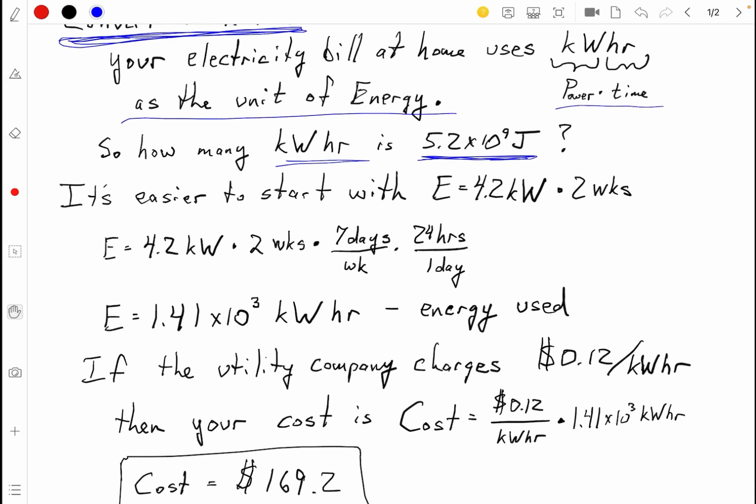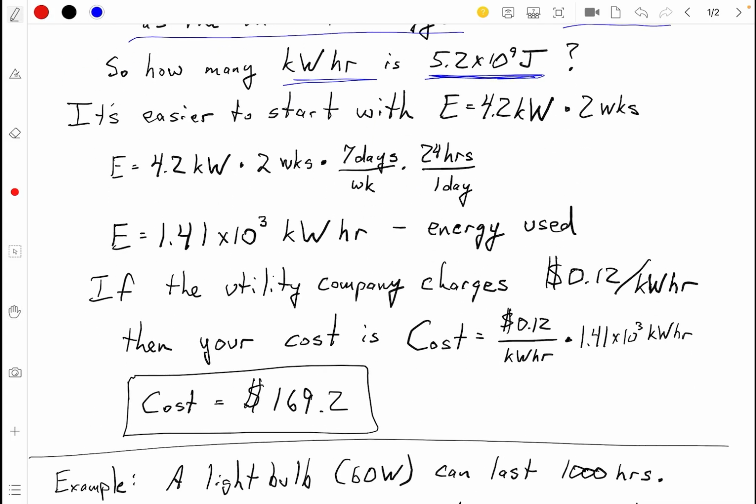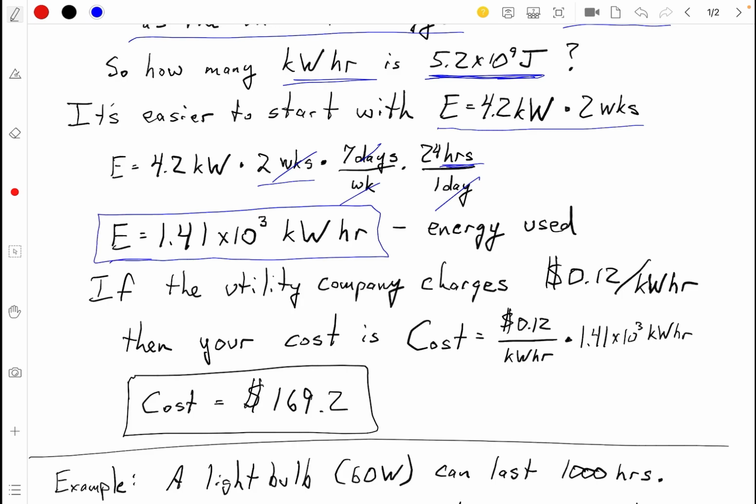All right, so here you are back because you didn't pause. I'm just kidding you. You probably paused. I hope so. It's actually easier to start out with our energy is equal to this amount of power times 2 weeks. So we've got our 2 weeks. We're going to multiply by 7 days and then 24 hours per day. Our day gets canceled, our week gets canceled, and we're left with kilowatt hours. All right? So that gives us this amount of kilowatt hours.